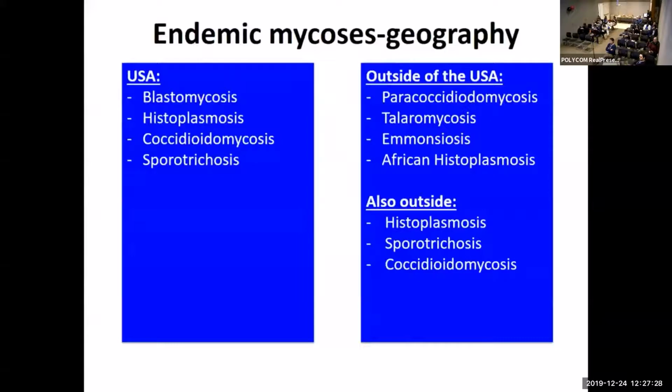We also have a specific type of histoplasma in Africa. Outside of the US, you can see histoplasmosis, Sporothrix, and cocci. Histoplasmosis is in all the continents. Sporothrix is also in all the continents. Cocci, outside of the US, is restricted to Latin America.